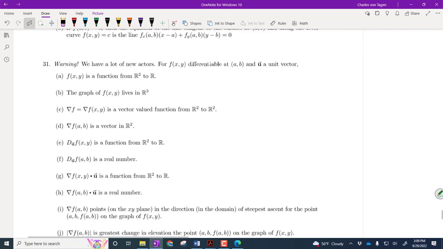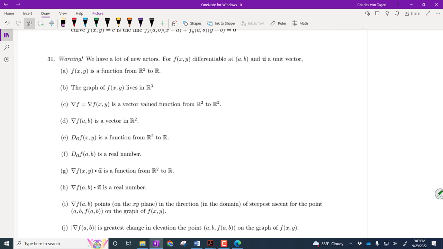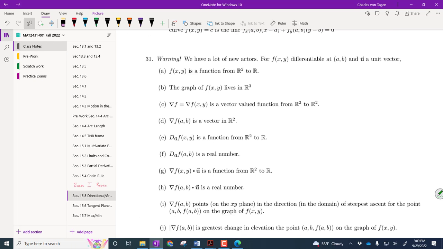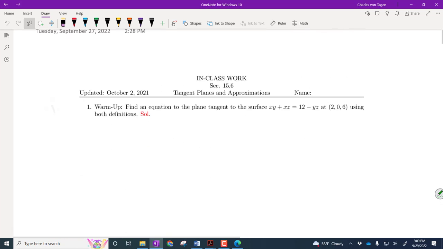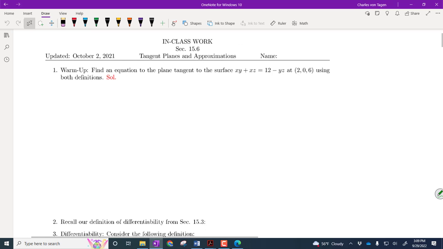Okay, I think that's all I want to say on our 15.5 notes. All right. So now let's jump into our 15.6. Does anyone need a copy of that? Grab out your 15.6.